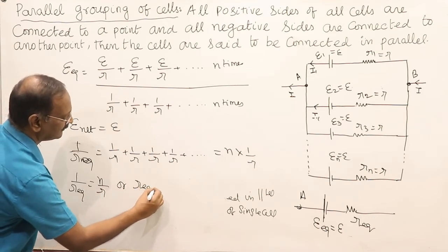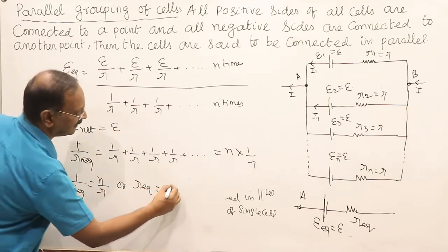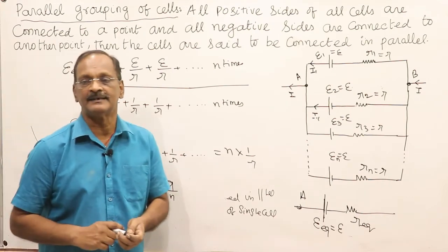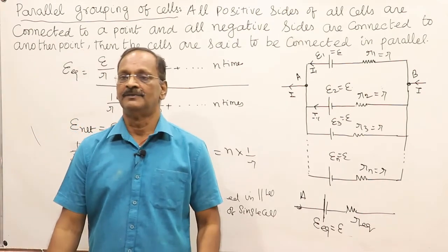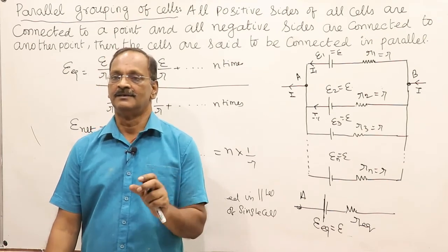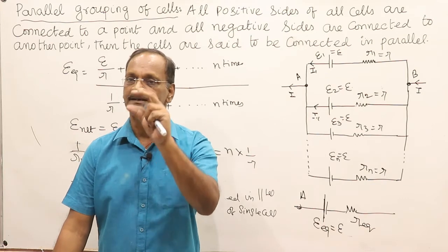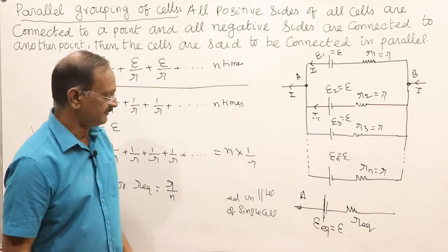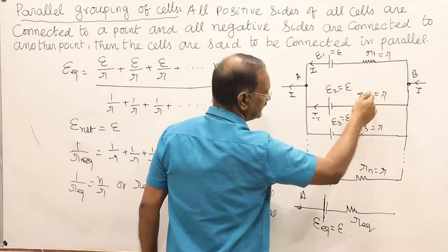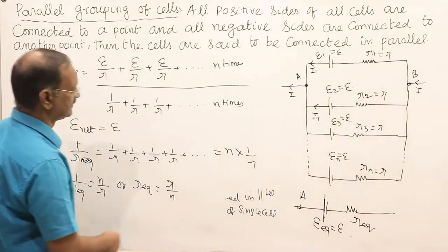R equivalent, if we reverse it, is R divided by n. This we must have studied in resistors in parallel. If there are n identical resistances, then the equivalent resistance is equal to the value of one resistance divided by the number of resistances.